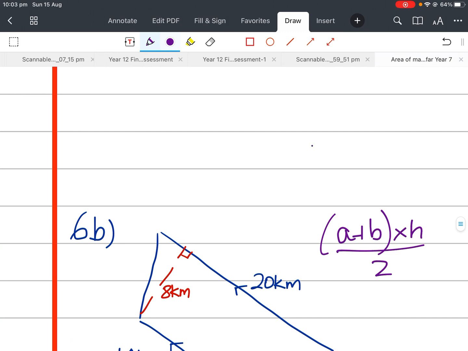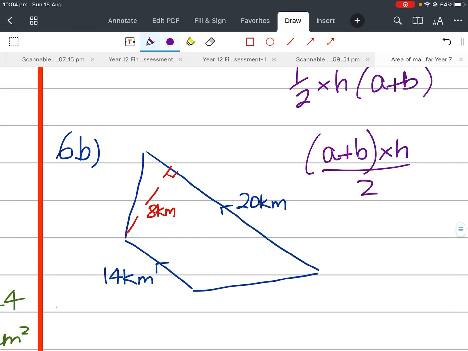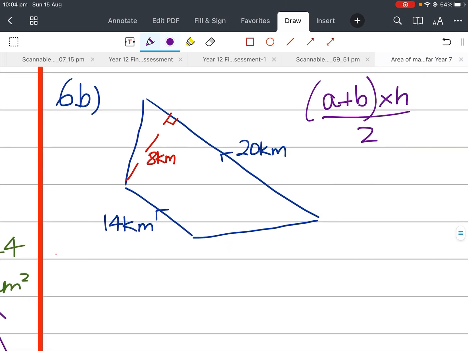Sometimes they write it like this: half the height, and then A plus B. They actually all mean the same thing, and you're going to learn algebra soon, and you're going to figure out that it all means the same thing. So let's stick with our formula at the moment. Now the A and the B you need to know are the parallel sides. So the first thing we need to do is add the parallel sides.